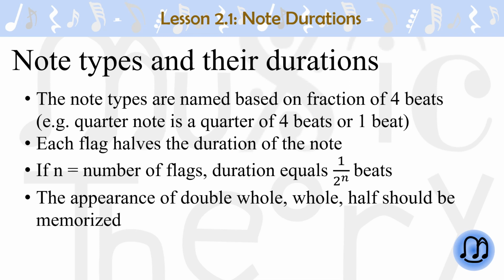Now, let's talk about note types and their durations. The type of note is named based on what fraction of 4 beats it is. For example, a quarter note is a quarter of 4 beats, or 1 beat.